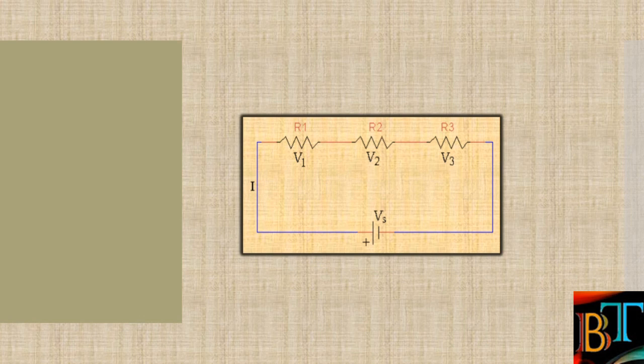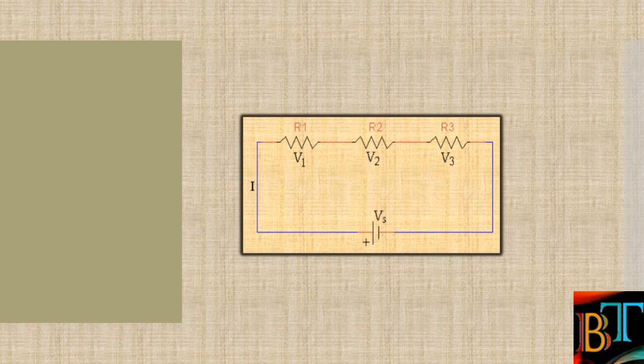Here, three resistors are connected in series. From this diagram, we can identify some facts. The current has a single path for its flow. The ends of the resistors are joined one after another. So, the current has a single way for its flow. Hence, the same current passes through each resistor. So, the potential difference across any resistor is directly proportional to the resistance. Thus, potential difference is different for different resistors.